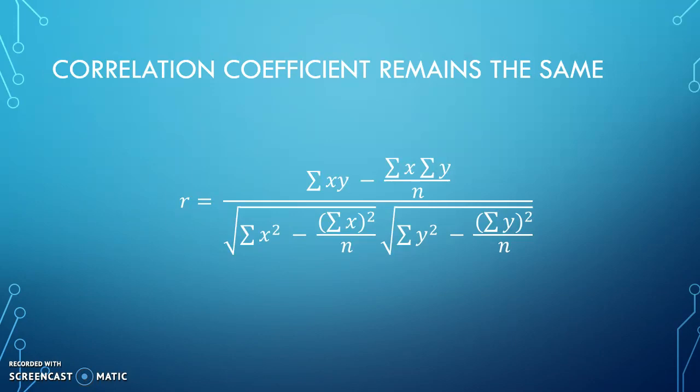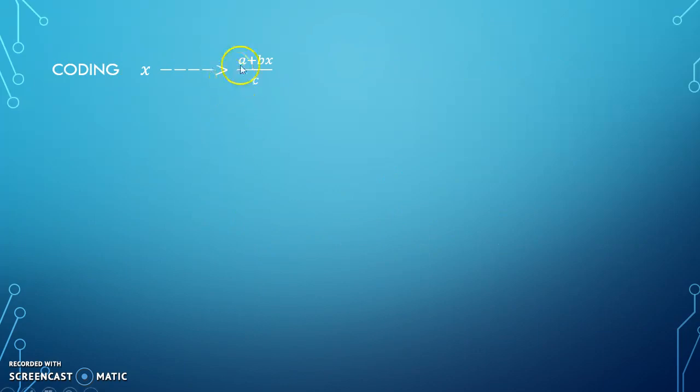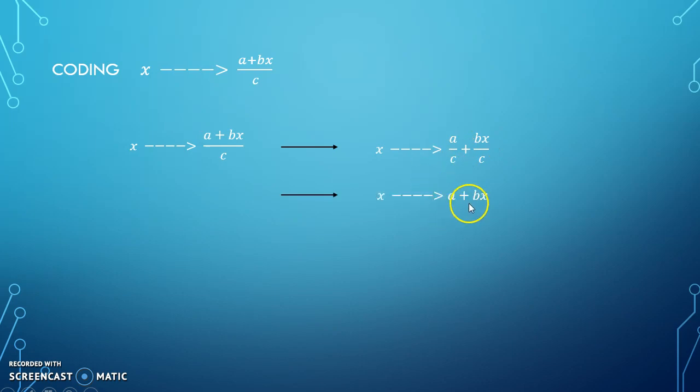Okay, let's move on to the last transformation, which we call coding, because it covers both scaling and shifting or translation. Now, if you look carefully at the coding, we can actually rewrite it in this form as two fractions. And notice a over c is basically a constant. b over c also is another constant. So it's actually equivalent to as if a over c is replaced by a, and b over c is replaced by b, just another constant.